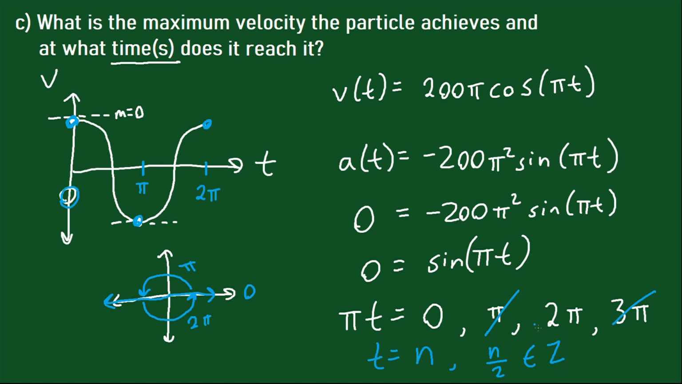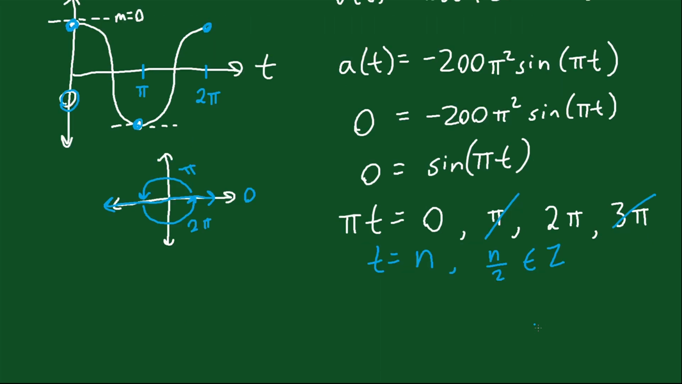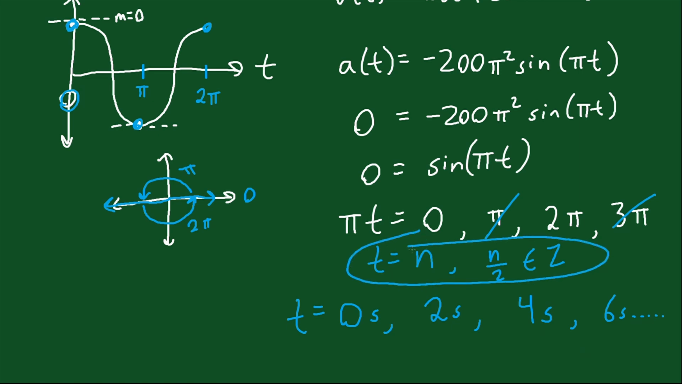So to be a little more specific, if I want to give some examples of what I'm talking about, I can say that t could be 0 seconds. It could also be 2 seconds. It could also be 4 seconds. It could also be 6 seconds, etc. Right? That pattern continues. That's what this is saying. Hopefully that makes some sense.